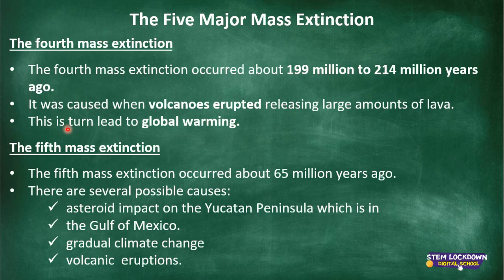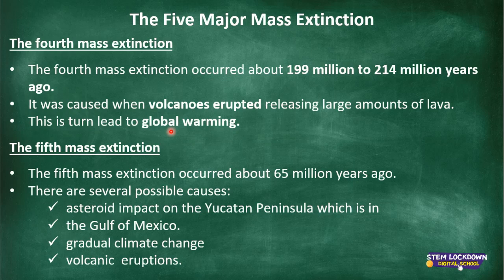And you know other things that lead to global warming, right? Yeah. We are the cause, of course. We are also a part of the cause of global warming. So the fifth mass extinction. This mass extinction occurred about 65 million years ago. That was not long ago. That was not that long ago. But it was. Yeah, it was.